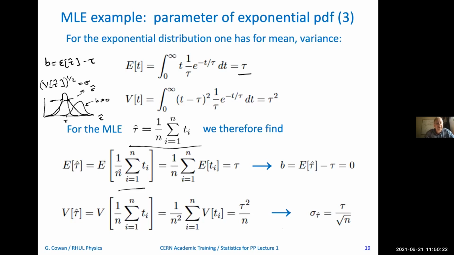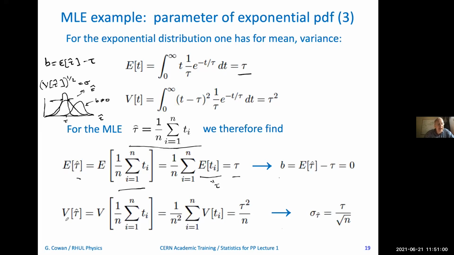When you take the expectation value of a linear combination of quantities, the constants get pulled outside, and the expectation value of the sum is the sum of expectation values. And the expectation value of each of the t_i is just equal to tau. And there's n terms in the sum. And so that means that the expectation value of tau hat is just equal to tau. And that means that the bias is 0 in this particular case. So that means that the PDF of tau hat is centered about tau. All right, that's what we mean by an unbiased estimator.